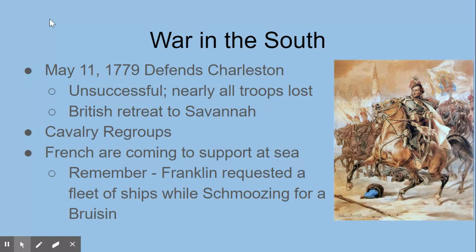Remember, when Benjamin Franklin was over in France, schmoozing, one of the things he requests is a fleet of ships. So not only does he meet Casimir Pulaski and send him to the United States, he actually manages to get those ships. And it looks like the Continental Army should have a chance at taking back Savannah.